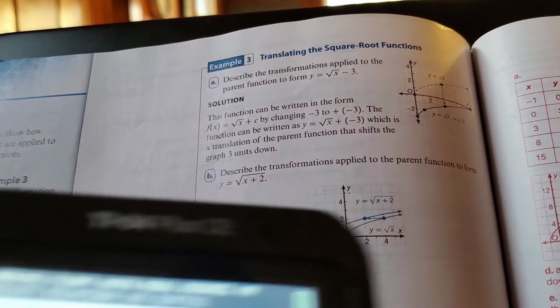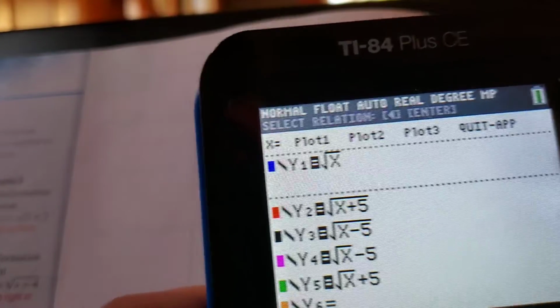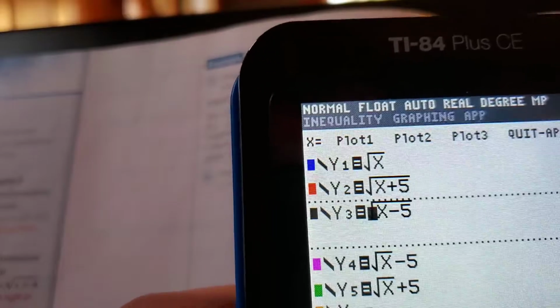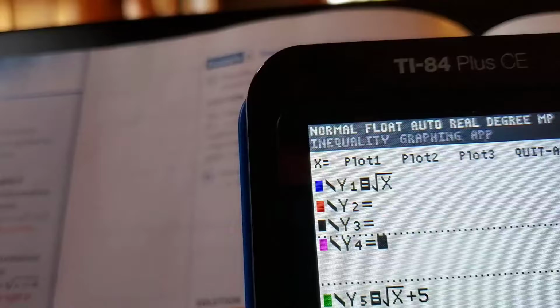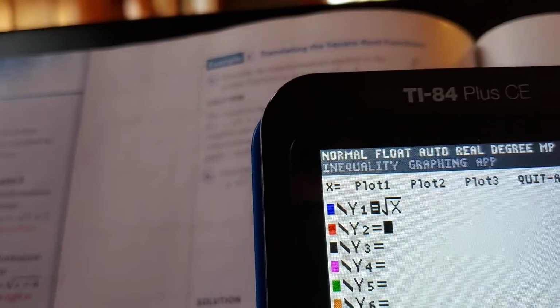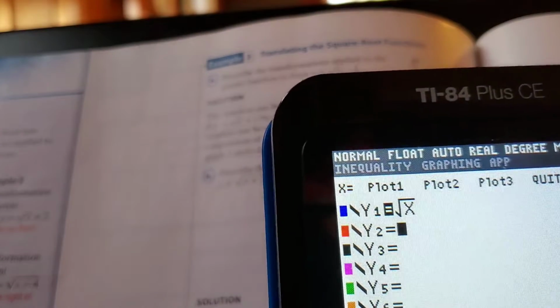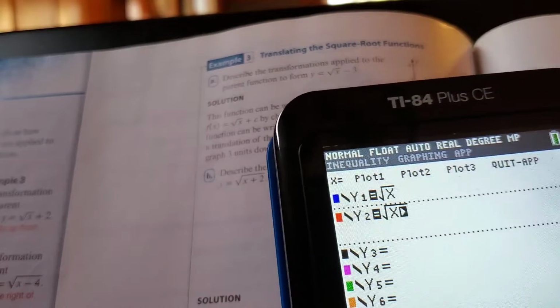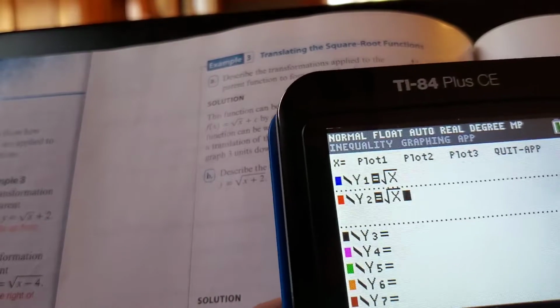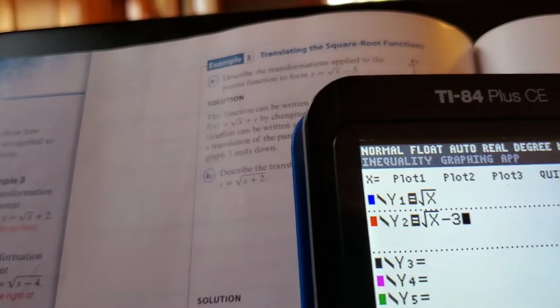So what they ask you is the parent function. The parent function is the first one. That's always going to be the parent function of any type of function: the easier function to do. So they ask you, okay, what happened between that first function and if I put square root of x minus 3? Like what happens between that?